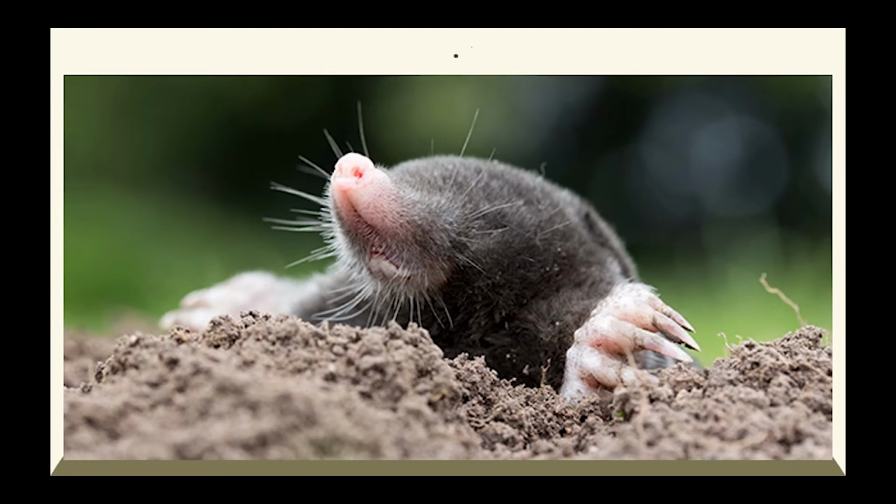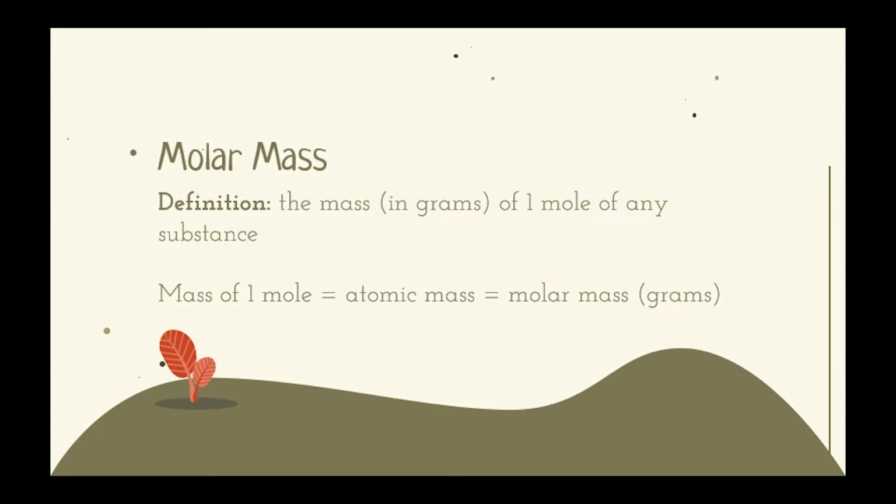But wait! Here comes our mole sidekick to change everything up. Now when we look at the periodic table, I want you to think about molar mass. Molar mass is defined as the mass in grams of 1 mole of any substance, and it happens to be equal to the atomic mass. So if we want the mass of 1 mole, we'll look on the periodic table at the atomic mass. We simply add a letter G to indicate that it's grams, and then we call that the molar mass.